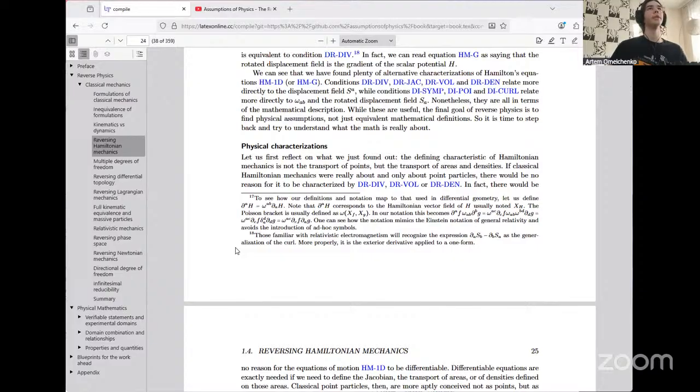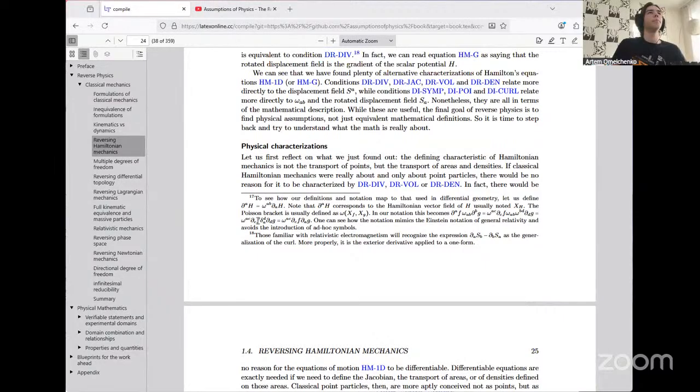Let us define partial A of H as omega AB partial A of H. I'm not reading upper and lower indices, but you can see them. Note that there is a mistake that I have to fix. The partial on the right side should be partial B, because you're contracting the B's and leaving the A free.